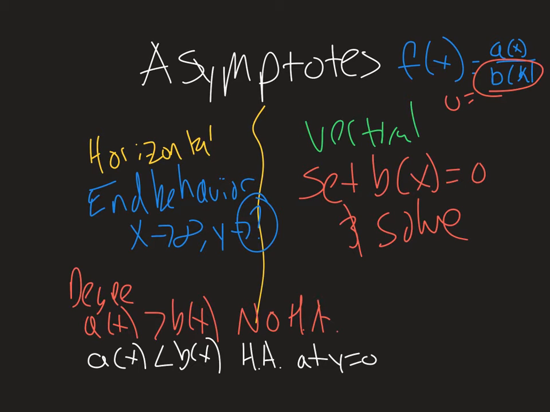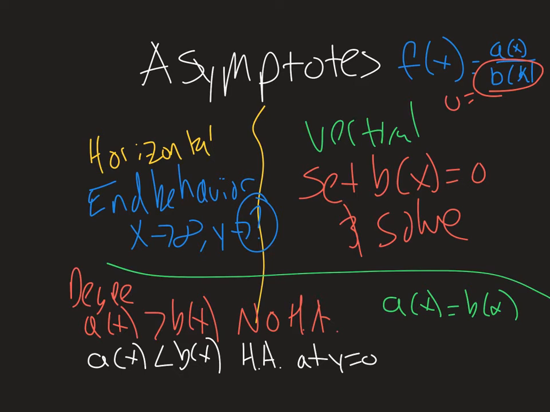And then the last case that we can think about is if the degree of a of x equals the degree of b of x. Then we look at the ratio between the leading terms. So if we have 2x cubed over 3x cubed, it will approach 2/3, for example. And that would be our asymptote.